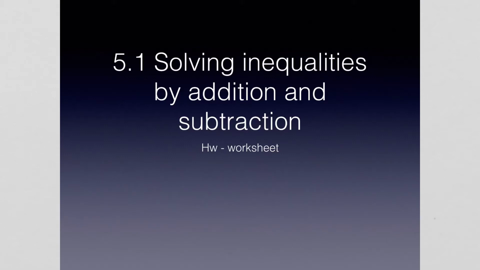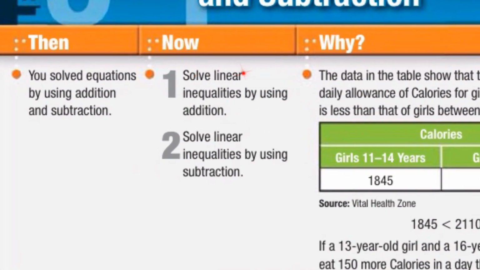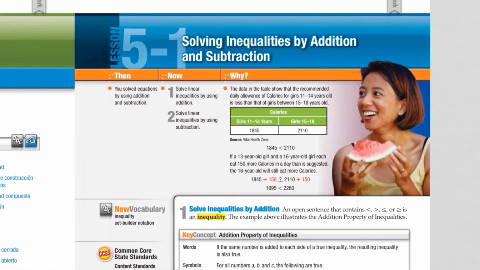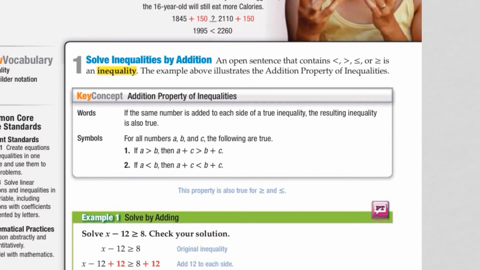Okay, so today we're going to be going over 5.1, solving inequalities by addition and subtraction. Now we're going to solve linear inequalities by using addition, and we're going to solve linear inequalities by using subtraction. What this is kind of like is setting limits. It's saying you can do this up to this point, but then you can't go over, or you can't go less than. So here's the key concept.